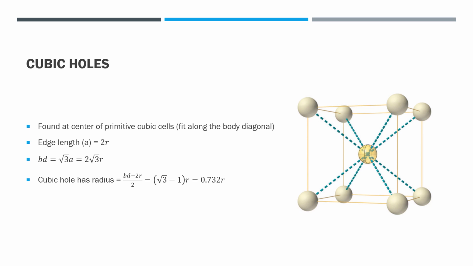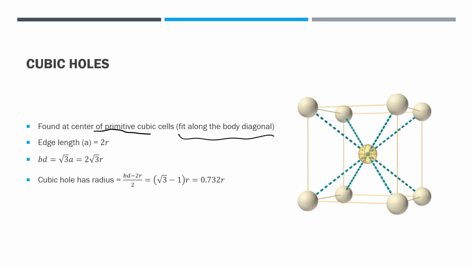So it's going to all come together kind of nicely to describe the structure of ionic solids. First, let's just talk in general. Let's talk about cubic holes. Cubic holes are found at the center of primitive cubic cells. And what does that mean? That just means they fit along this body diagonal, right?